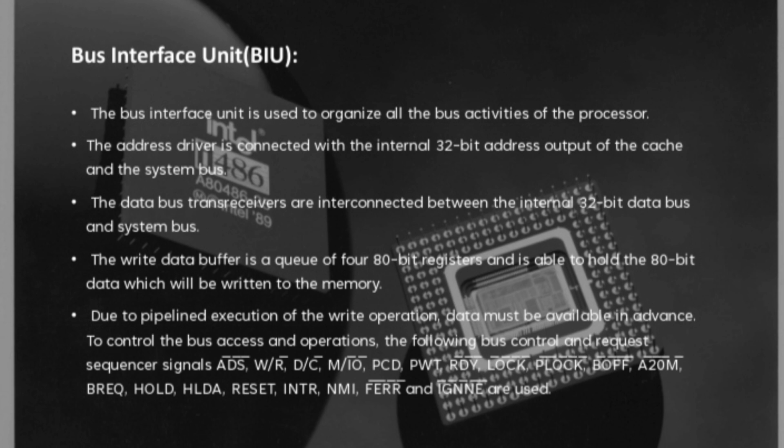To control the bus access and operations, the following bus control and request sequencer signals are used: ADS, that is address data strobe; WR, that is write and read; DC, that is data and control; MIO, memory input output; PCD, that is page cache disable; PWT, page write through; RDY, ready; LOCK; PLOCK, pseudo lock; BOFF, back off; A20M, that is address bit 20 mask; BREQ, burst request; HOLD; HLDA, hold acknowledge; reset; interrupt; NMI; FERR and IGNNE.